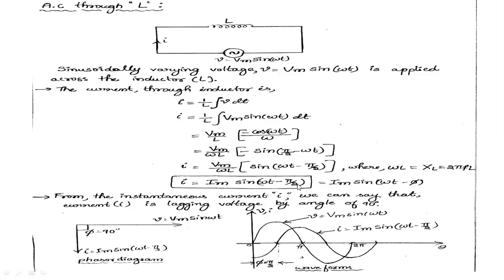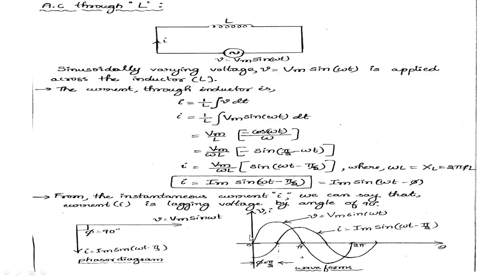For the case of a pure inductor, the current lags the voltage by 90 degrees. Now see the phasor diagram. V equals Vm sin omega t, and the current is I equals Im sin of omega t minus pi by 2. This is the pure inductor case: the current lags the voltage by 90 degrees.